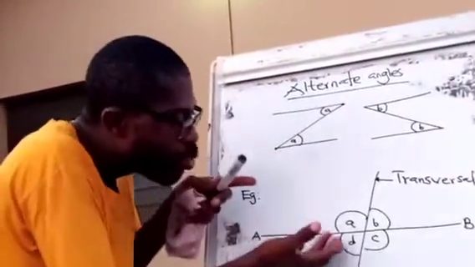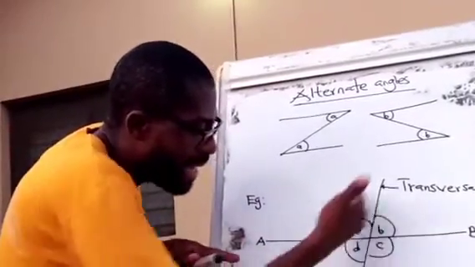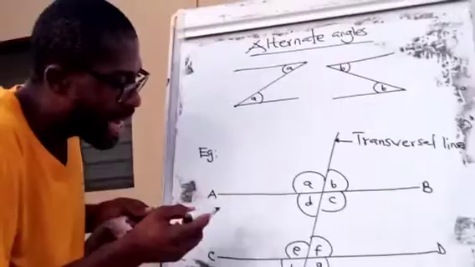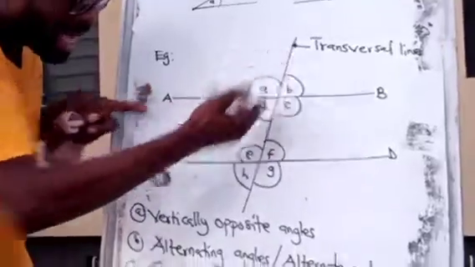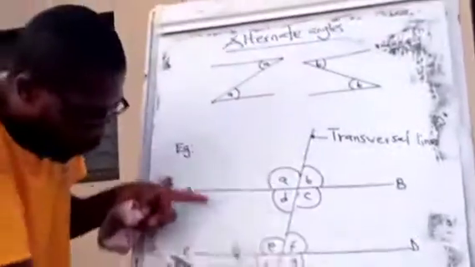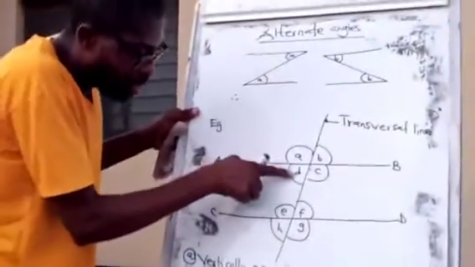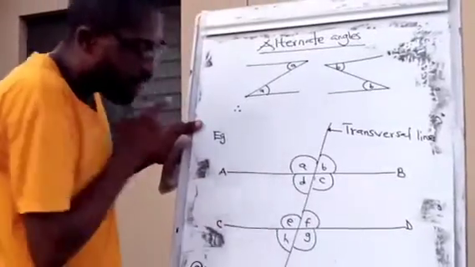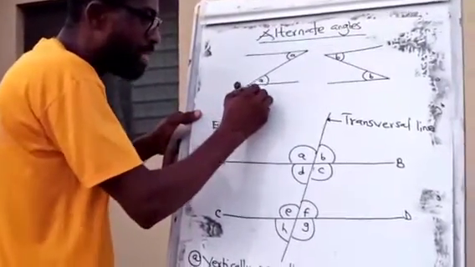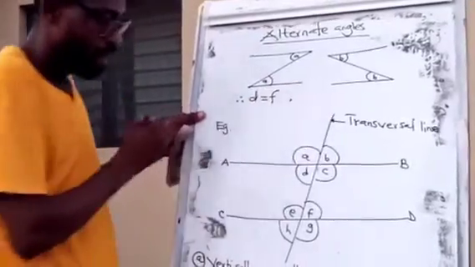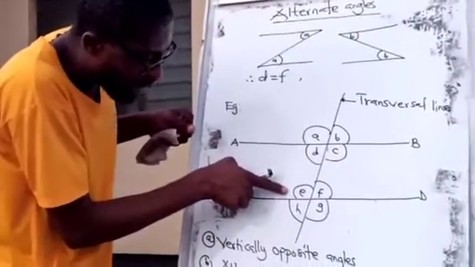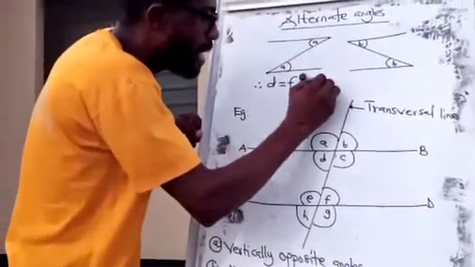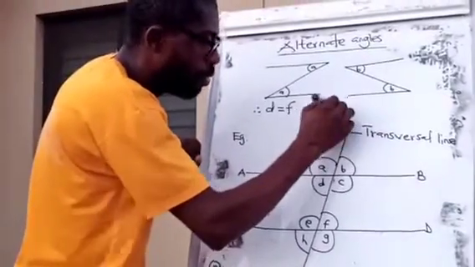Now linking these two, that is our parallel lines and the transversal, we could see that this is forming a symbol of Z. So to identify alternate angles from our diagram here, we can say that angle D alternates with angle F. So angle D is equal to angle F. We can equally say that angle C also alternates with angle E. So angle C is also equal to angle E.